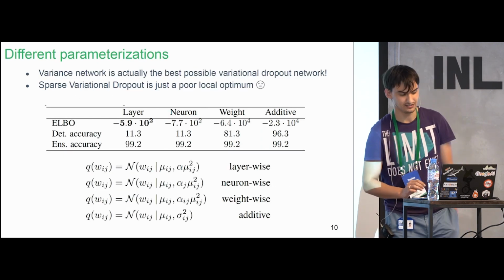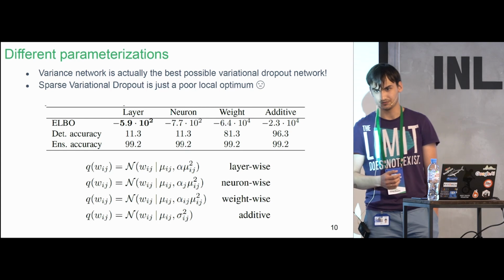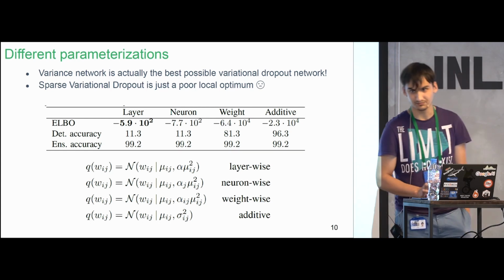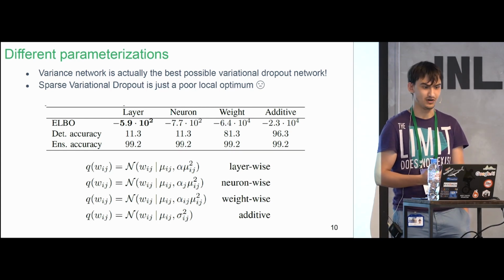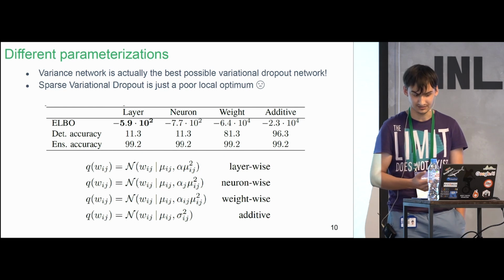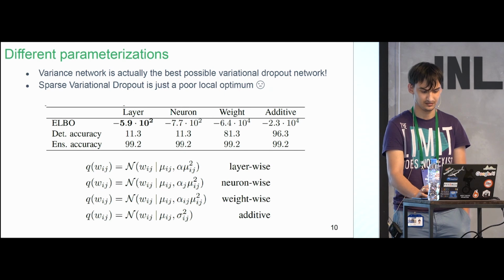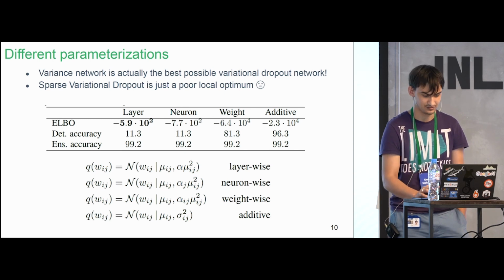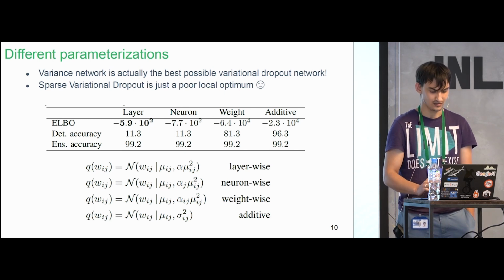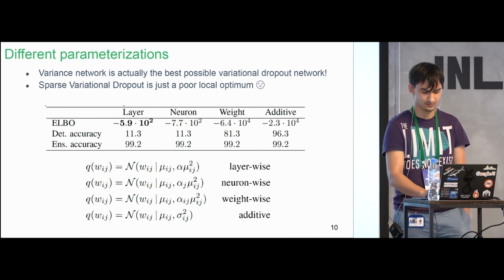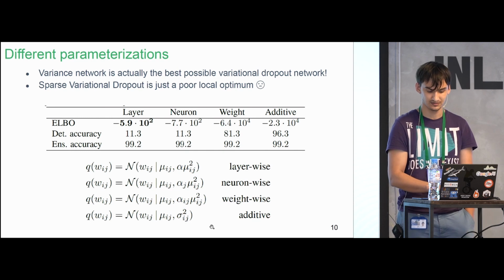So it turns out that it works surprisingly well for classification, and it actually provides even better evidence lower bound than sparse variational dropout does. So here we consider several different parameterizations of the variational dropout model. Here is the layer-wise parameterization, neuron-wise, weight-wise, and additive.